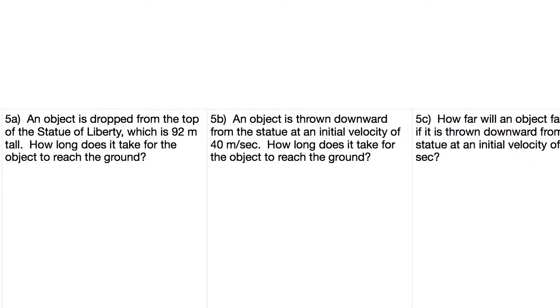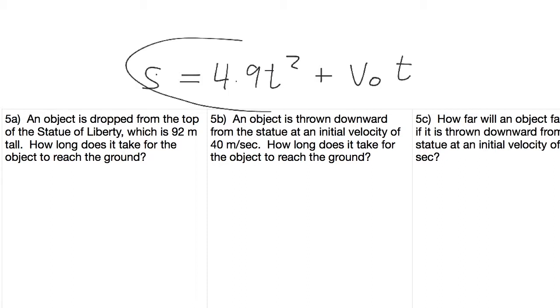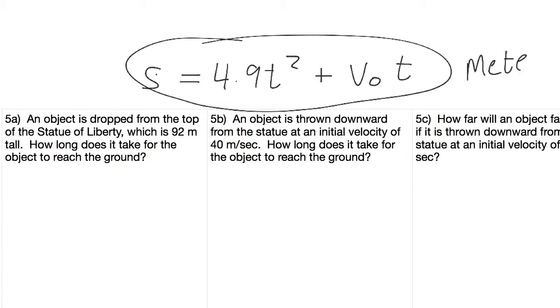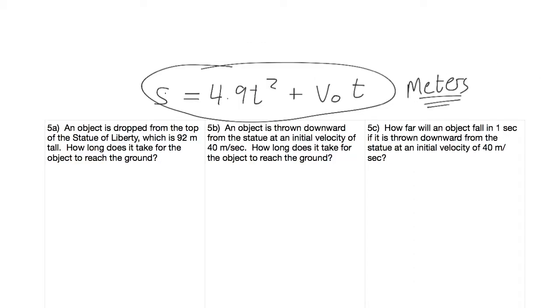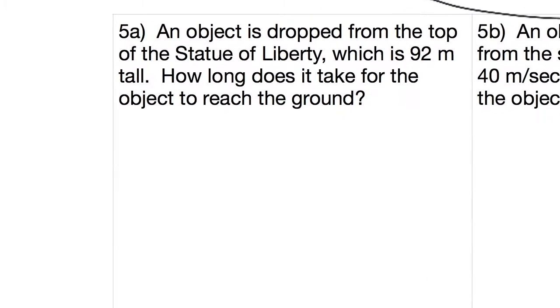Alright, good people, before we do the next three examples, which are related to each other, I want to give you another equation, very similar to a previous one that you've seen on the other page. S equals 4.9 t squared plus v0t. The only difference between that one and the previous one is the 4.9. That's because this one is used whenever you're talking about meters. The units on the 4.9 are related to meters, and the units on the other one are related to feet.